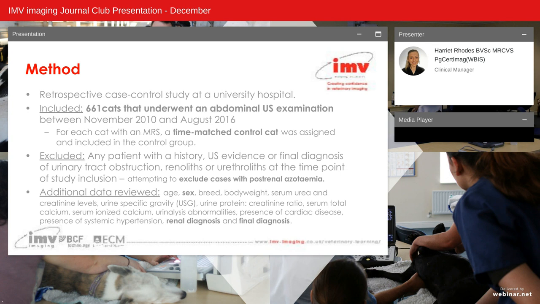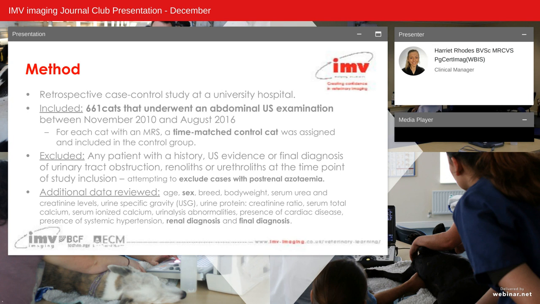Data collected from medical records when available included age, sex, breed, body weight, serum urea and creatinine levels, urine-specific gravity or USG, urine protein-creatinine ratio, serum total calcium, serum ionized calcium, urinalysis abnormalities, the presence of cardiac disease or systemic hypertension, renal diagnosis, and then the final diagnosis. It's important to bear in mind azotemia was defined as serum urea and creatinine levels above normal laboratory reference ranges.